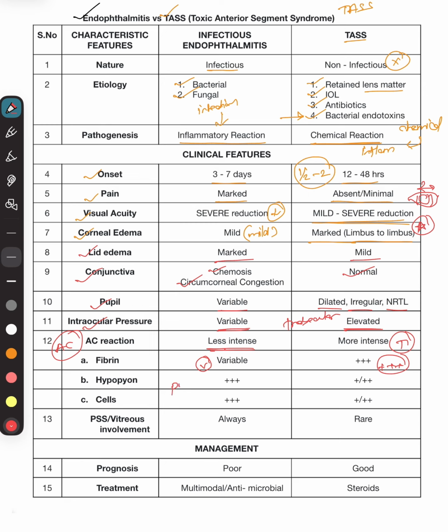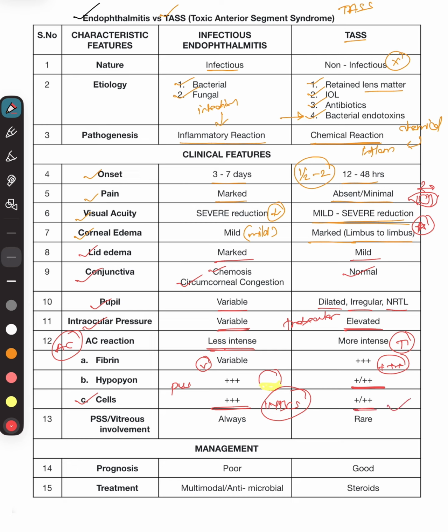Hypopyon is the pus, which settles down. If you see the anterior chamber, the pus will be settled in the form of a crescent shape. That is called hypopyon. That will be more pronounced in infectious endophthalmitis than in toxic anterior segment syndrome. Next are the cells. You will have a lot of cells in infectious endophthalmitis. Why? It is an inflammatory reaction, so it involves a lot of WBCs. In TASS also cells are there, but they are comparatively less.